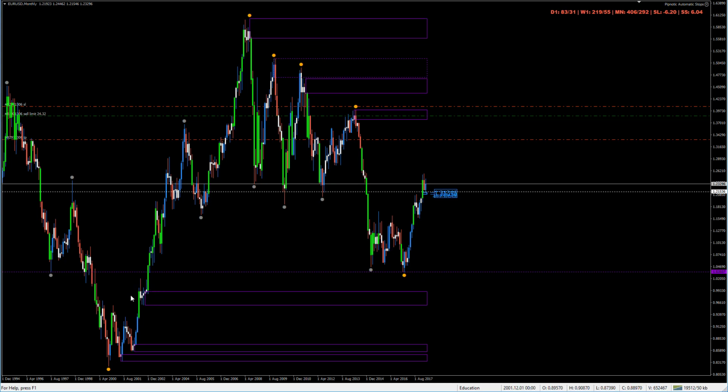Here we have the very nice demand. Price accumulated for 1, 2, 3, 4, 5 periods. Then we left very quickly. Price pulled back. It found liquidity just here, and then it left, and it has not been back since now, or a few months ago.